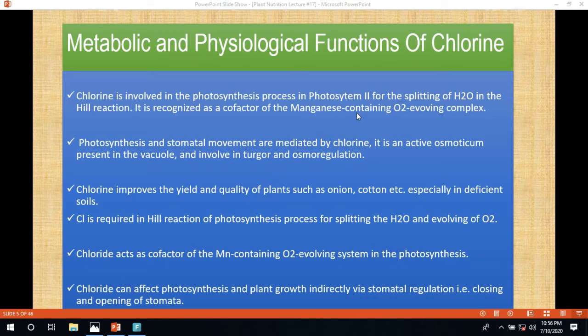Here we can see that chlorine is responsible in photosystem 2 for the splitting of water in the Hill reaction, and its function is also the closing and opening of stomata. Chlorine is very helpful for the maintenance of the turgor of the guard cell, and chlorine improves the yield and quality of onion and cotton, especially in deficient soil. These are the physiological and metabolic functions of chlorine.